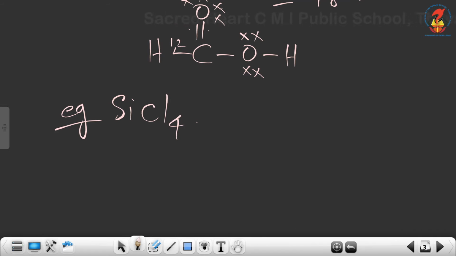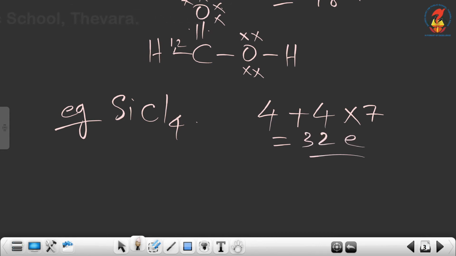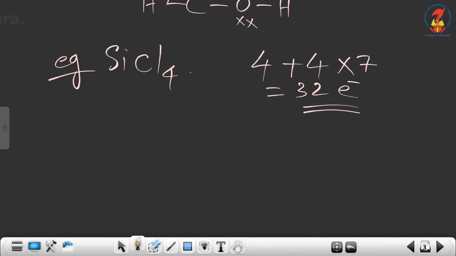Now the total number of electrons: silicon is in group 14, so 4 valence electrons, plus 4 chlorine atoms into 7 valence electrons in chlorine. So in total we have 32 electrons. Now let's draw the skeletal structure of SiCl4, with silicon at the center.